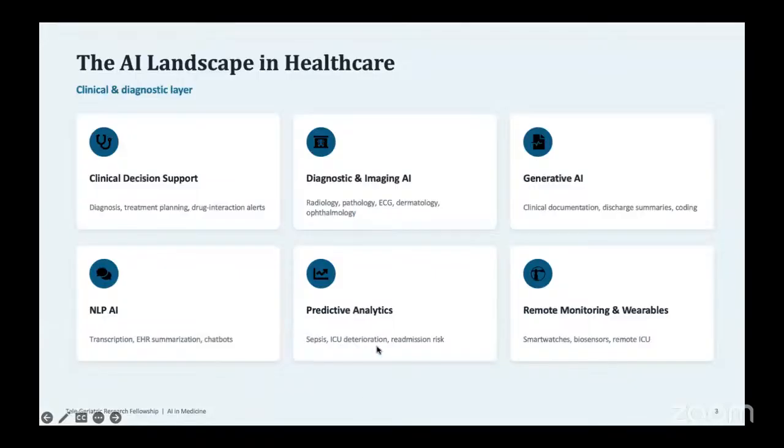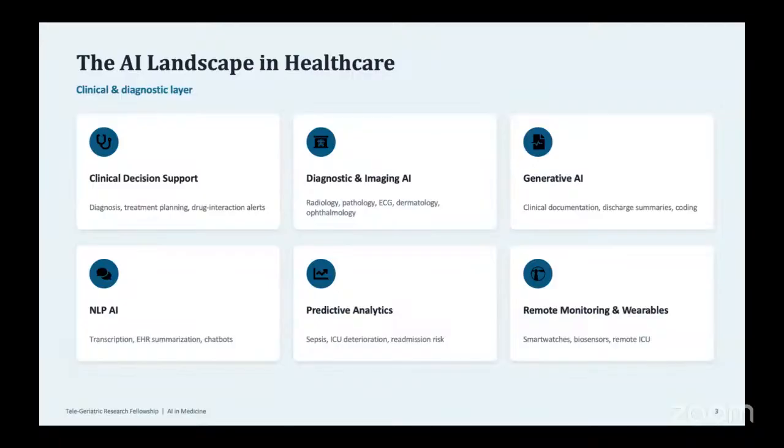So, the AI landscape, clinical and diagnostic layer. AI in medicine isn't one thing, it is a whole landscape. Clinical decision support helps with diagnosis and drug interaction alerts. Diagnostic and imaging AI reads X-rays, CT scans, ECGs, skin lesions, retinal scans. Generative AI writes our discharge summaries and notes.